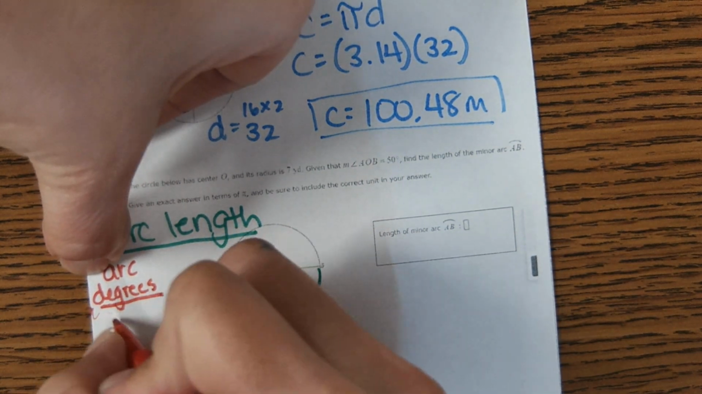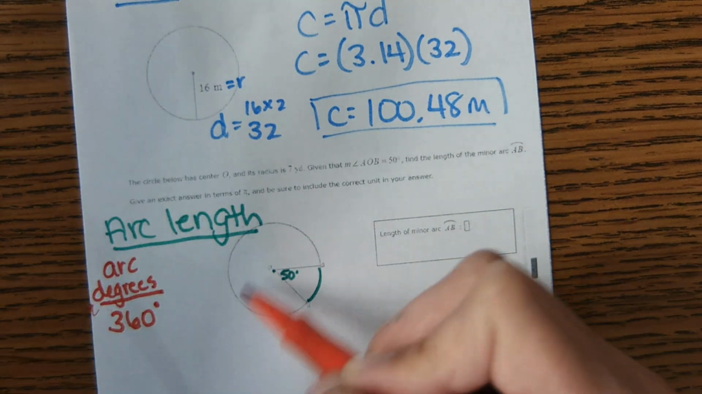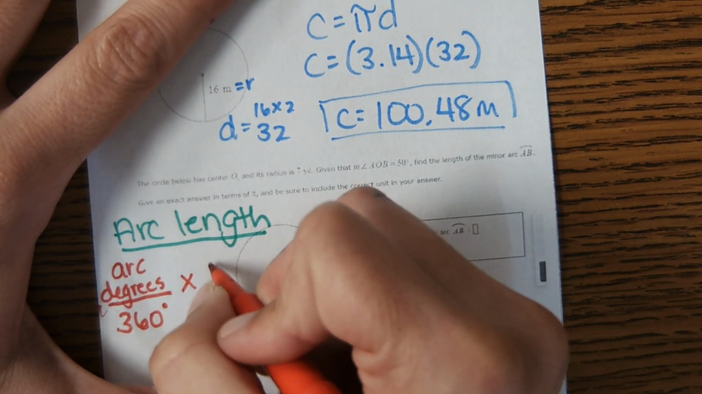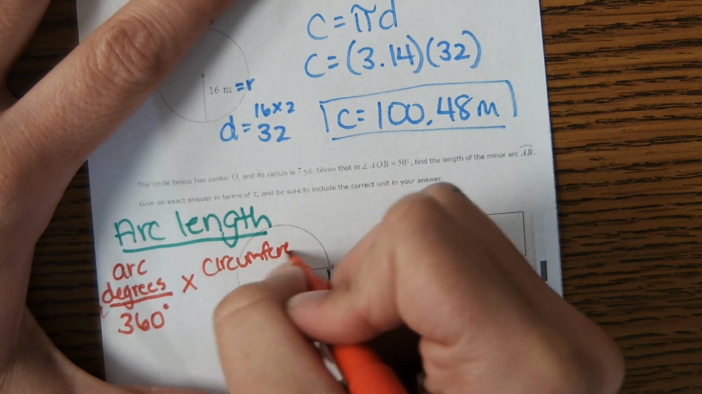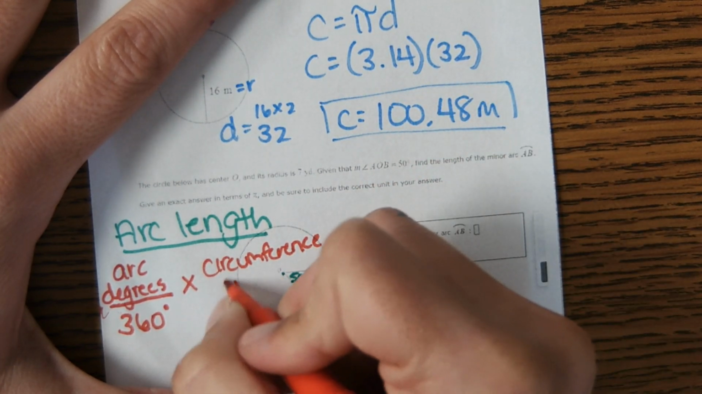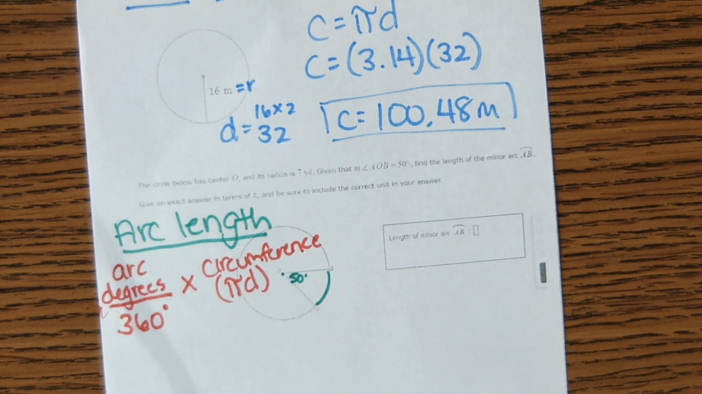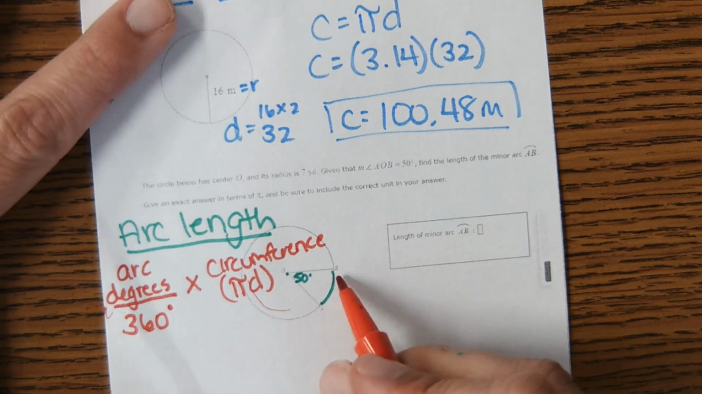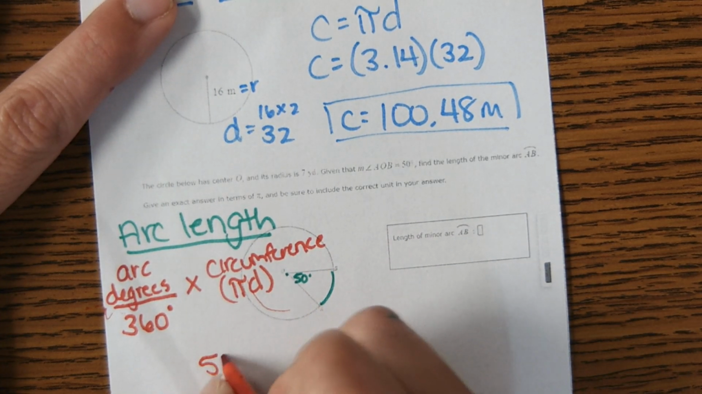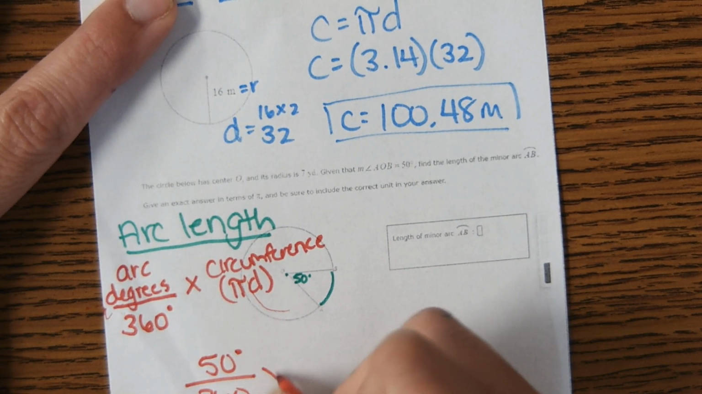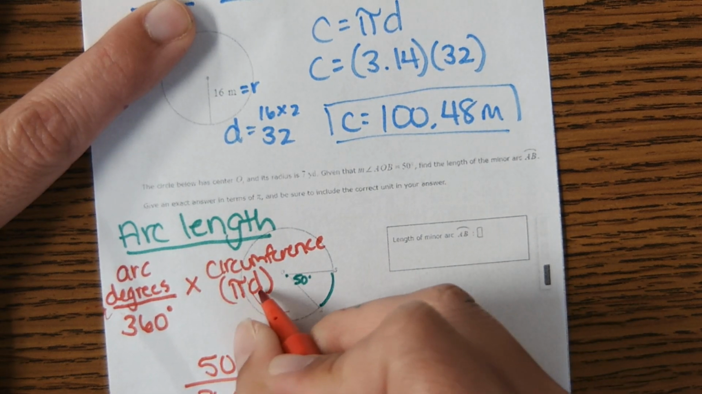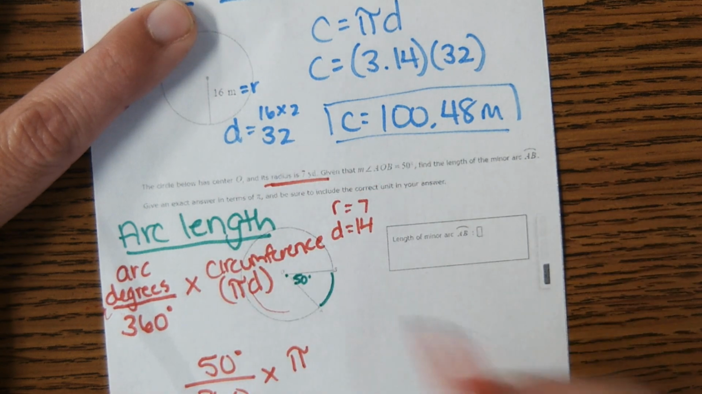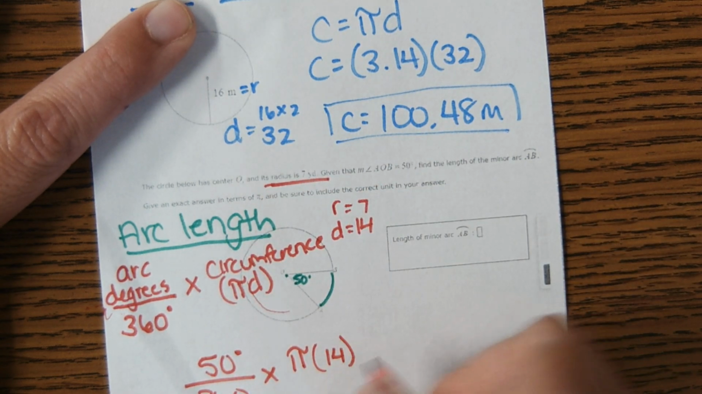and put it over 360 degrees. So 360 degrees would be all the way around the circle. So it's like part over whole. And then you multiply that by circumference, which is pi times diameter. So circumference would be all the way around, and then we need part of that circumference to find this part. So the degrees would be 50 degrees over 360 times pi, and then diameter, it says the radius is 7, so diameter would be 14. So pi times 14, like that.